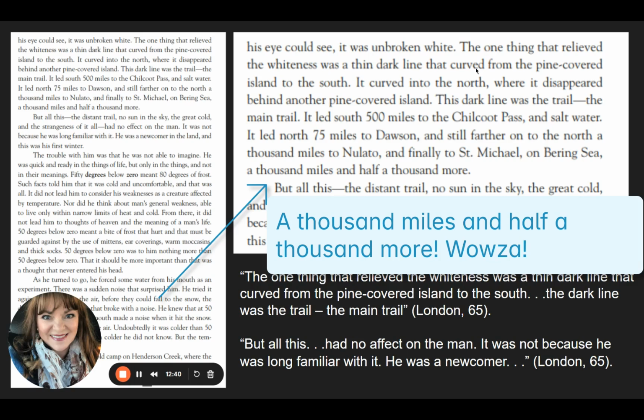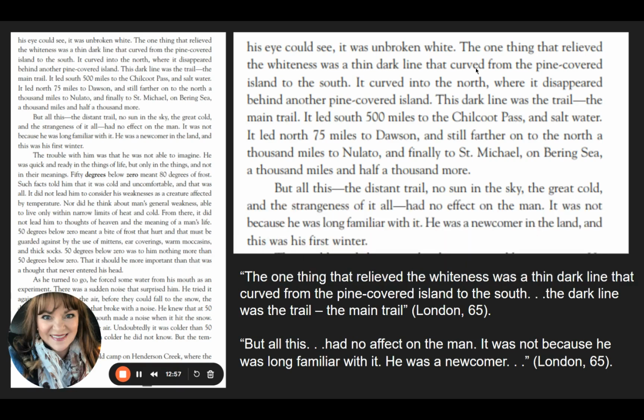But all this, the distant trail, no sun in the sky, the great cold, and the strangeness of it all, had no effect on the man. How? How does that have no effect on somebody? It would have an effect on me. I know that. It was not because he was long familiar with it. He was a newcomer in the land, and this was his first winter. He's a rookie. So he's not comfortable because he's familiar, because the author's telling us this is the first winter for this man. All right, let's continue.